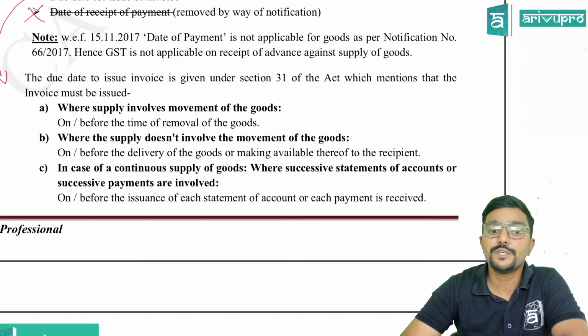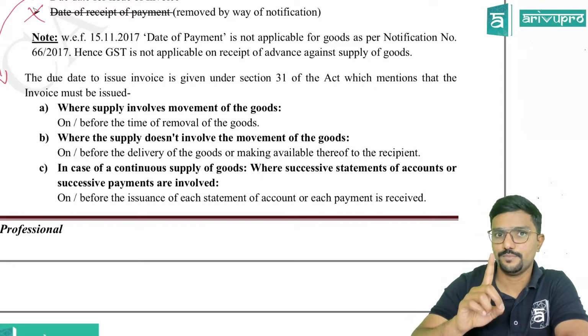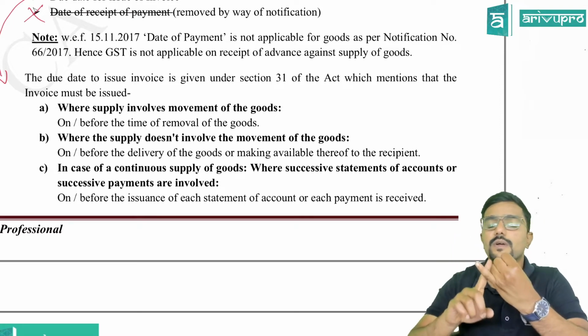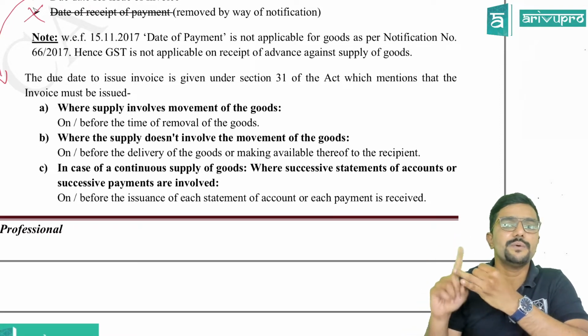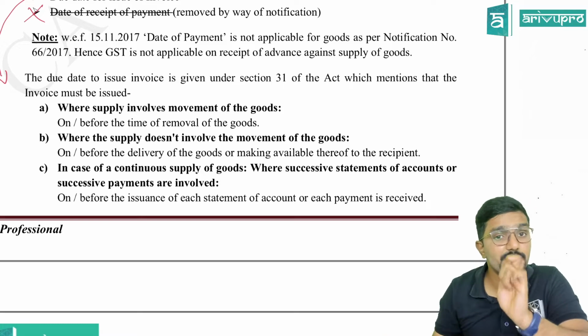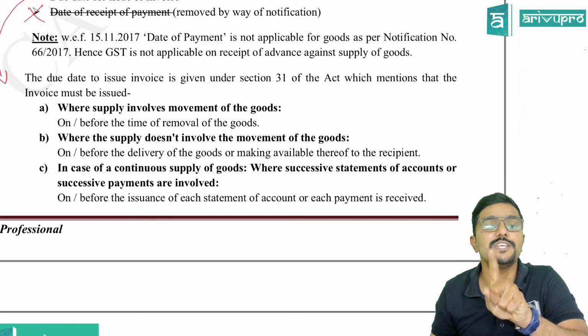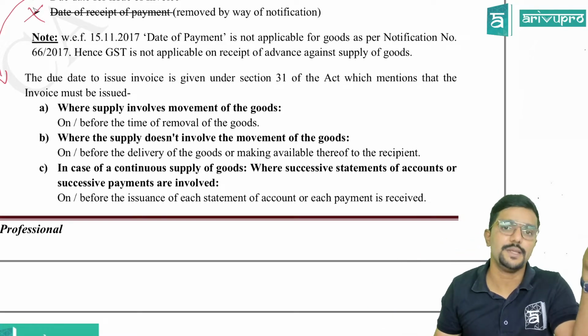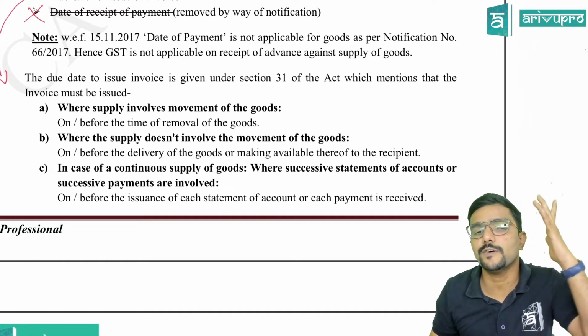The due date to issue invoice. See, due date to issue invoice. Please be careful. It is not the due date to make payment, or the due date to supply goods or anything. It is the due date to issue invoice. Who will issue invoice? Supplier to recipient. So this due date is applicable for whom?